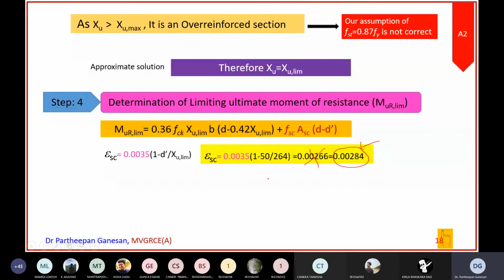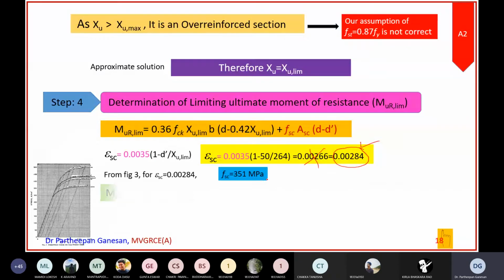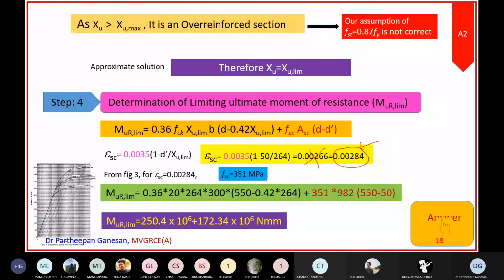you can go to the figure. So here I am taking the correct epsilon SE as 0.00284. So if you go to this figure, by using that graph or Table 6.1, you can do. You can use that table where stress and strain are given, or you can use this chart. Both you can use. Both are one and the same.